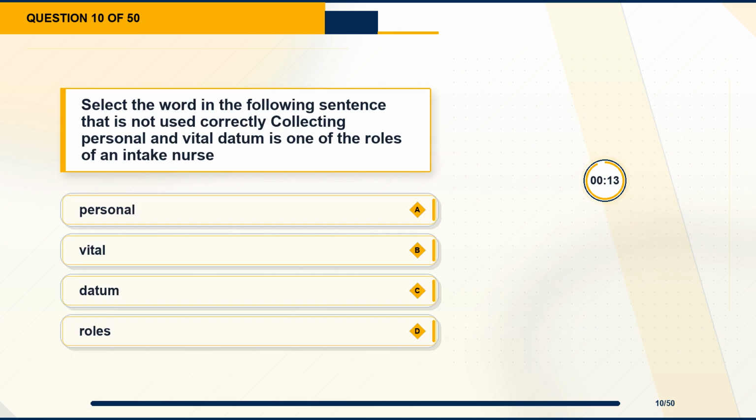Question 10. Select the word in the following sentence that is not used correctly. Collecting personal and vital datum is one of the roles of an intake nurse. Option A, personal. Option B, vital. Option C, datum. Option D, roles.